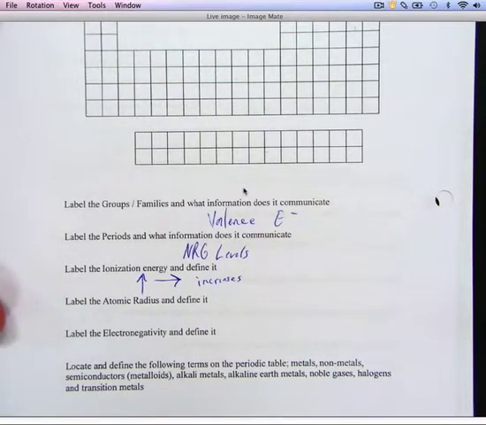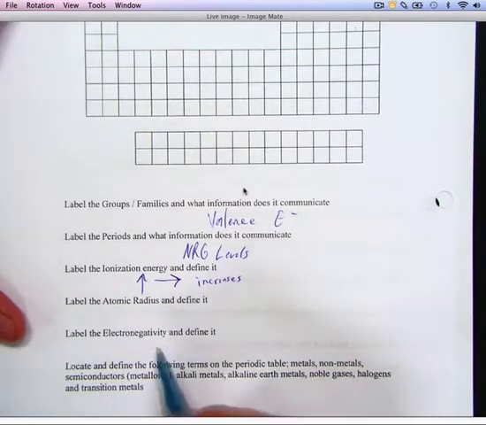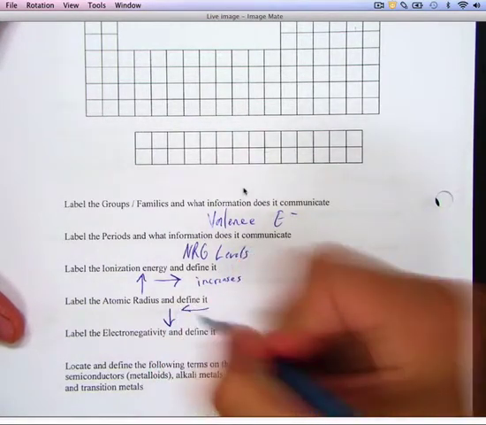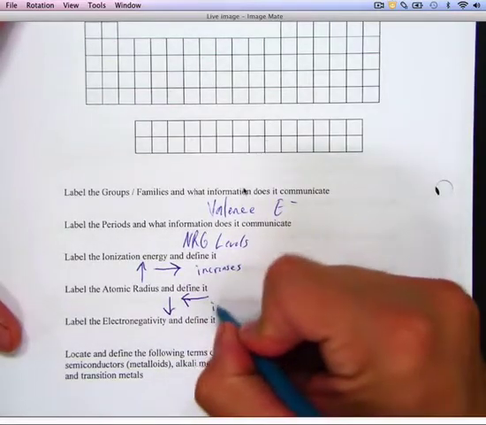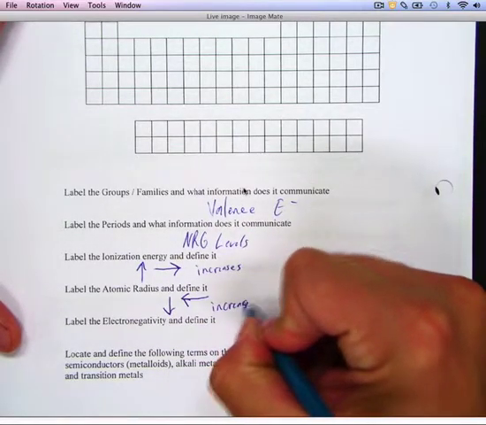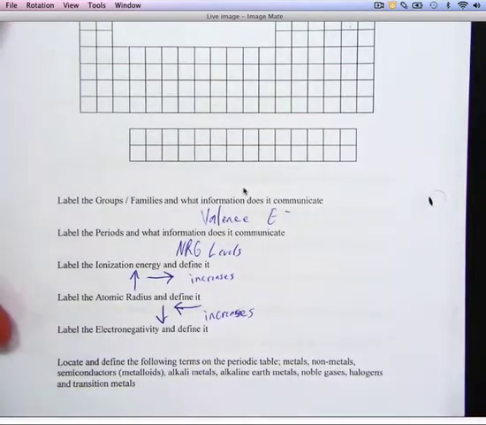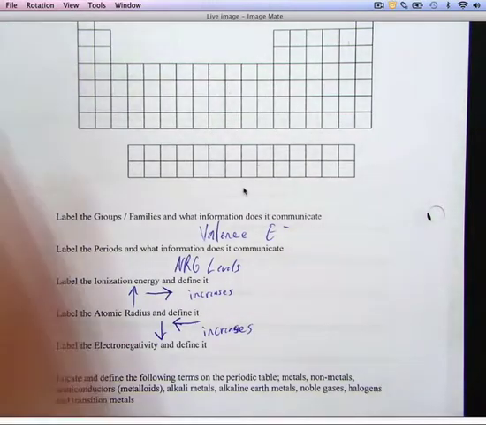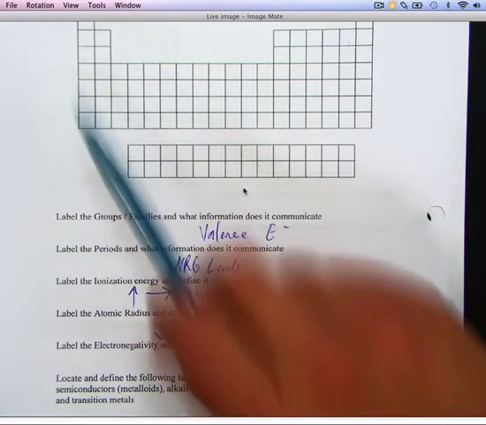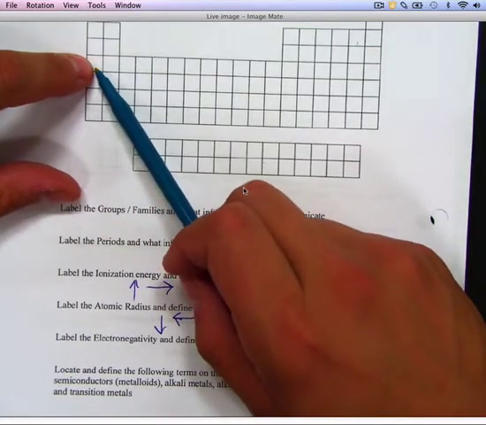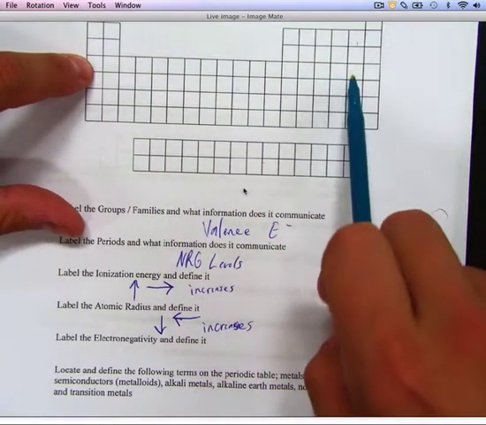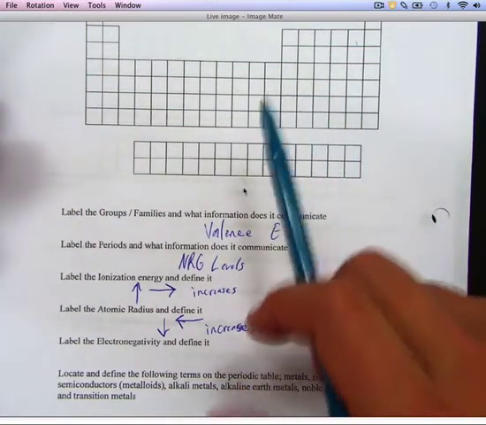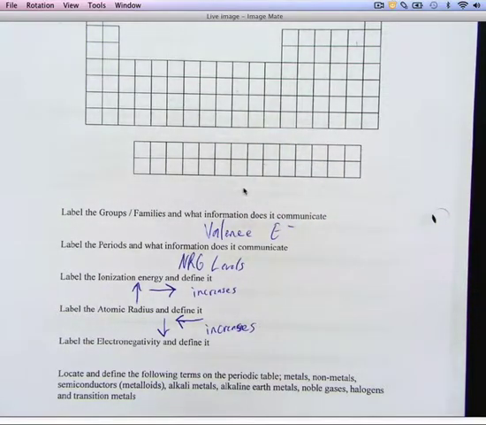Atomic radius is the opposite of ionization energy. Atomic radius increases as you go from top to bottom, right to left. Say we're looking at this row, and this one has 2 valence electrons and this one over here has 7 valence electrons. As you add electrons, you also normally add protons. As you add protons, it holds on to those electrons more.